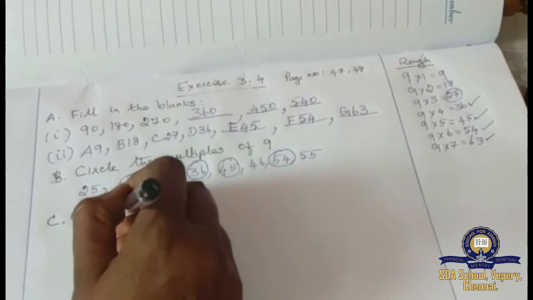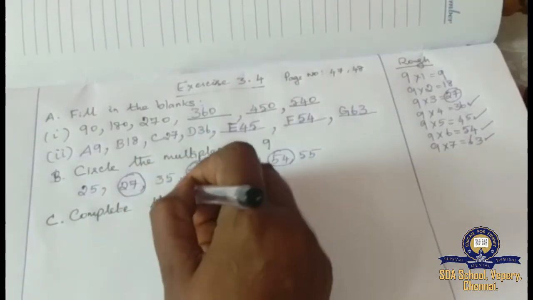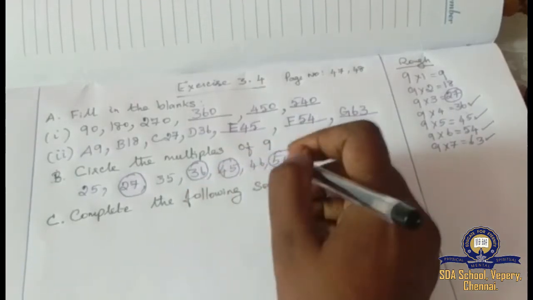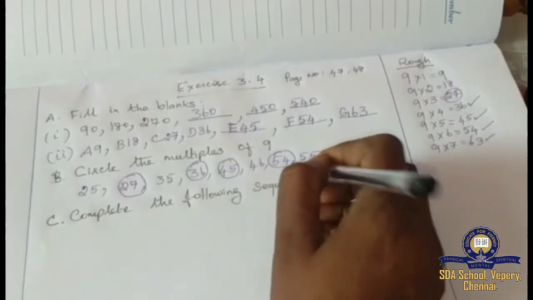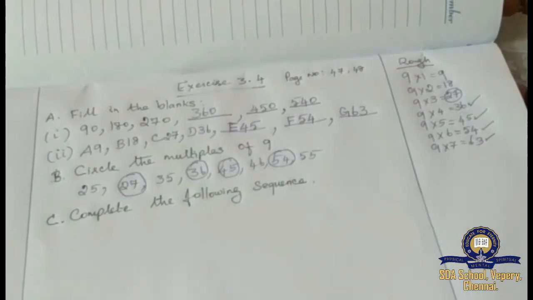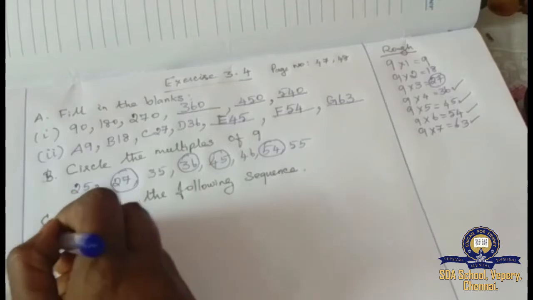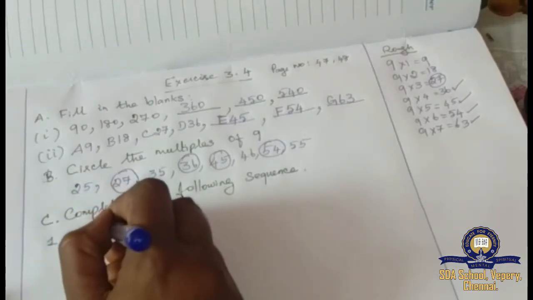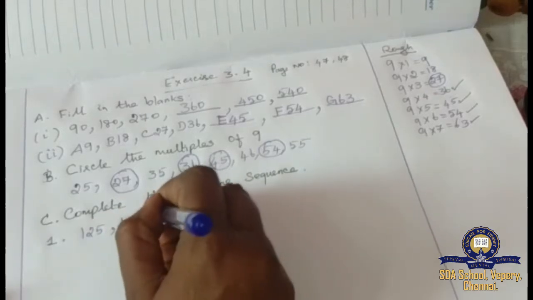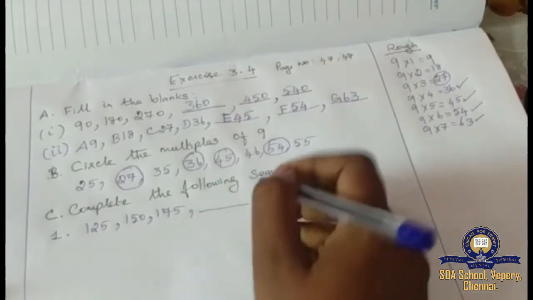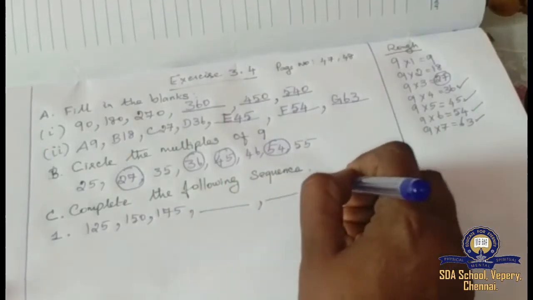Complete the following sequence. 125, 150, 175, and then you have to find the next numbers in the sequence.